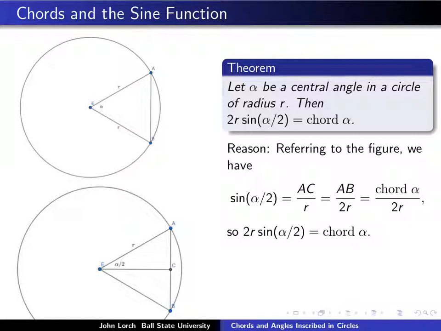Now AC, however, is half of AB, so if I take AC and replace it by half of AB, I get that the sine of alpha over 2 is AB over 2R. But remember that AB is the chord of alpha. So that replacement gives us that sine of alpha over 2 is equal to the chord of alpha divided by 2R. And then if we multiply by 2R on both sides of the equation, we get the result of the theorem.